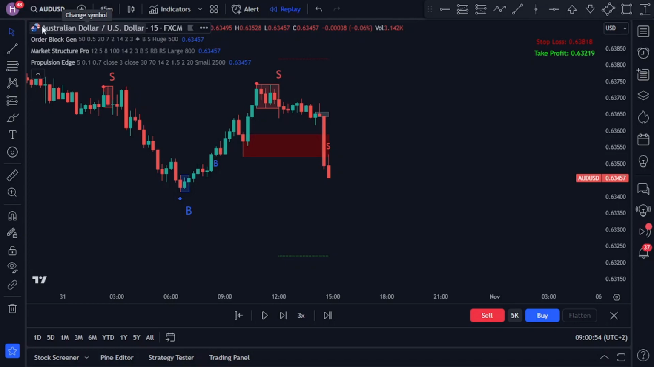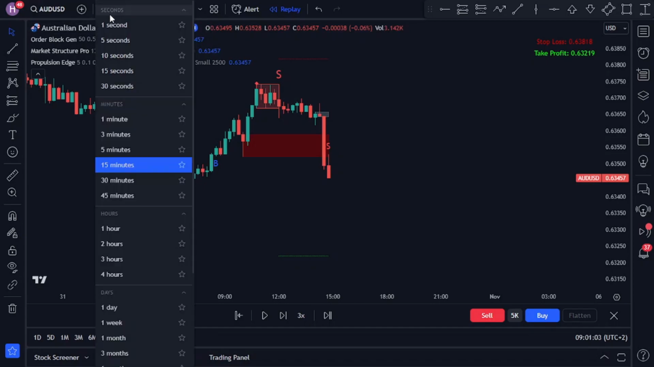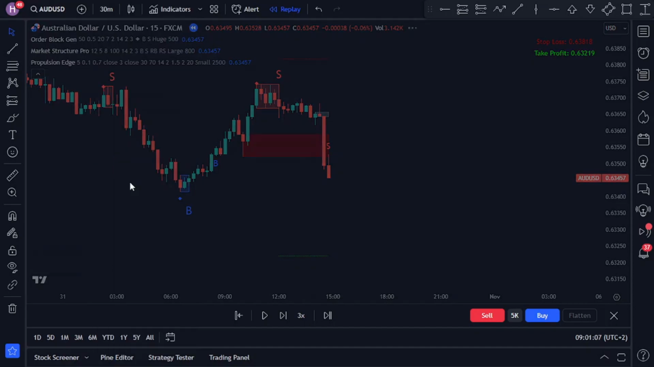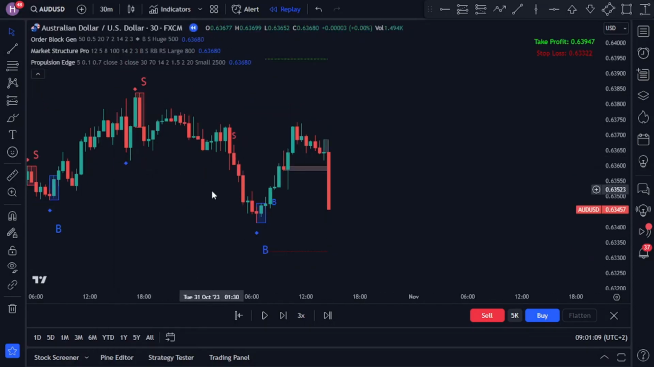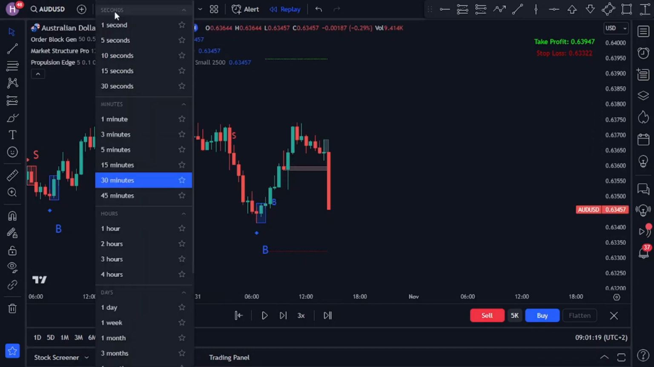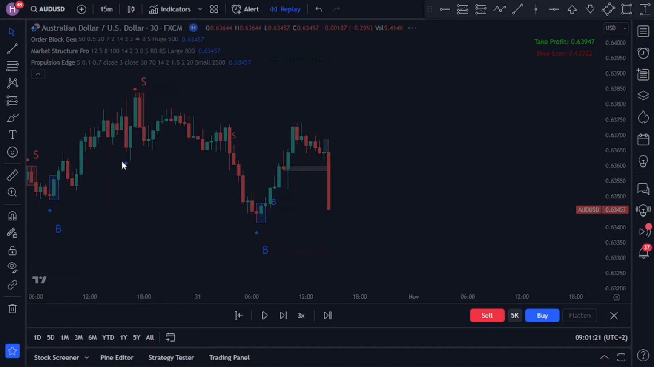And for this example, I've selected the Australian dollar against the US dollar in the 15-minute time frame. And one of my favorite aspects of the strategy is that it can be used on any time frame available on TradingView. This means it doesn't matter whether you are a scalper, day trader, or swing trader, you'll find fantastic trading opportunities using this combination of indicators.